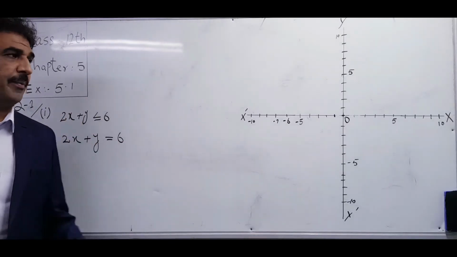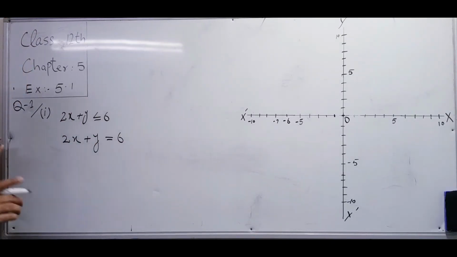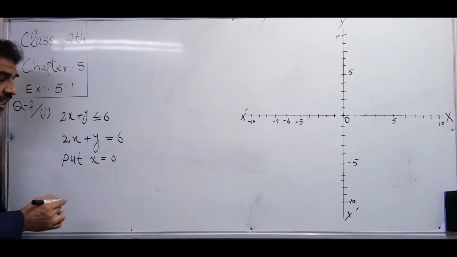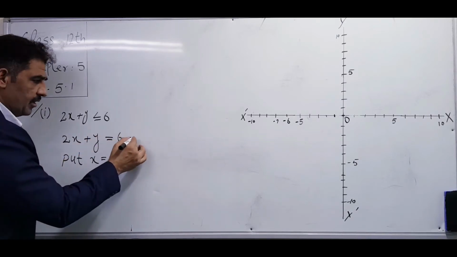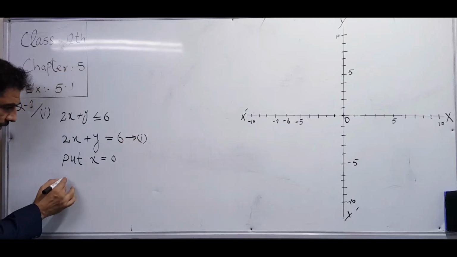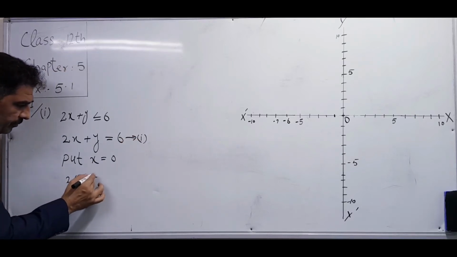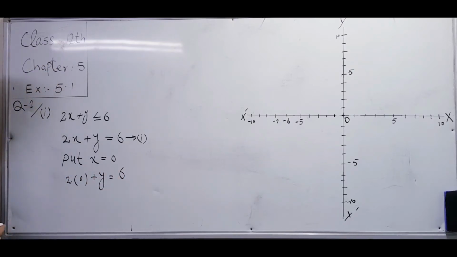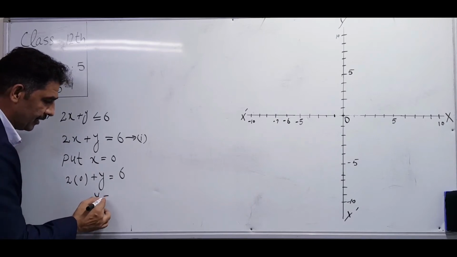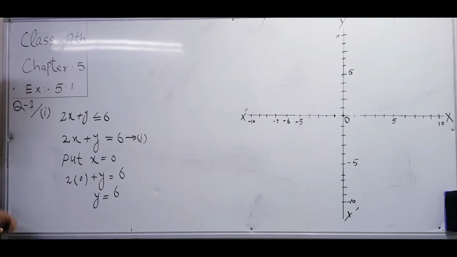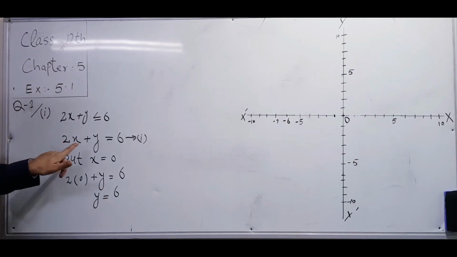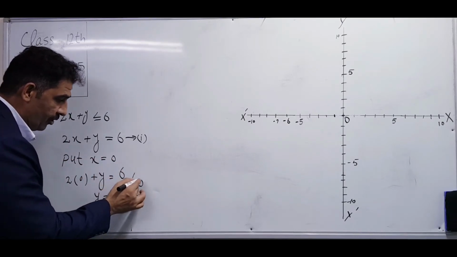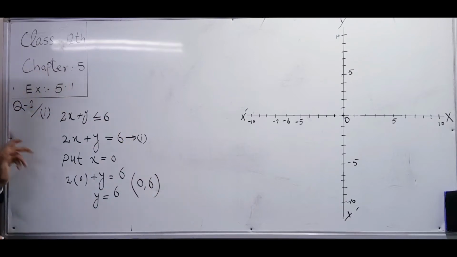How many? Two ordered pairs. The easy way to find the two ordered pairs: first, put x is equal to 0, then find the value of y in this equation, which we are calling equation number 1. So 2 into 0 plus y is equal to 6, so y is equal to 6. The ordered pair: first you have to write the value of x, so the ordered pair will be 0 and 6. One ordered pair we found.